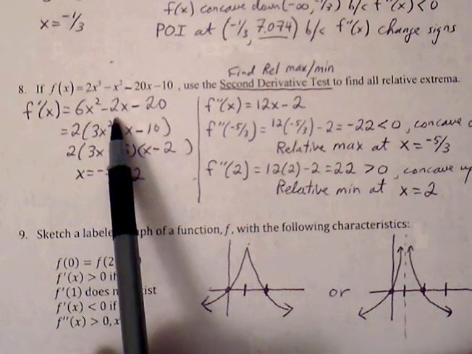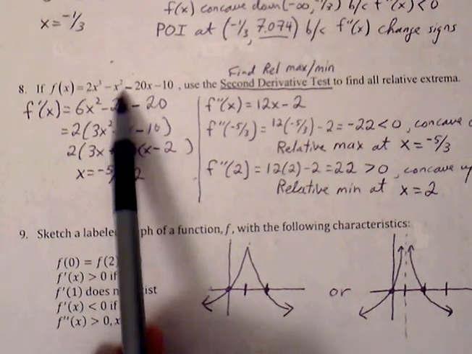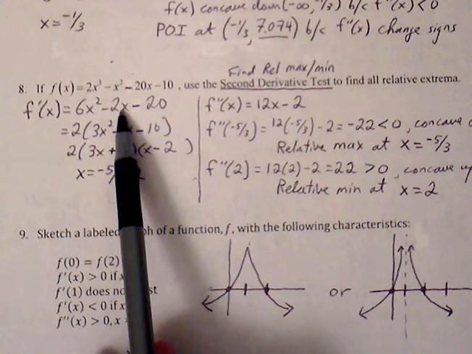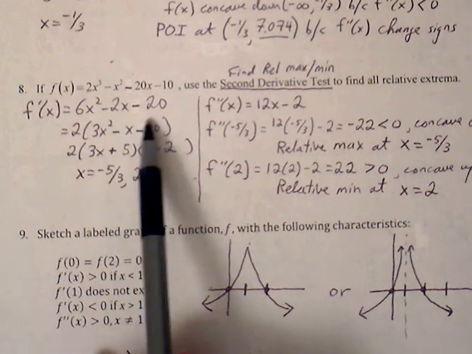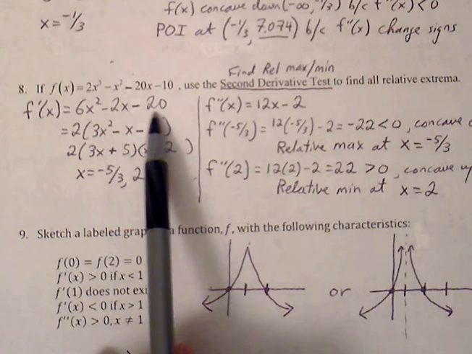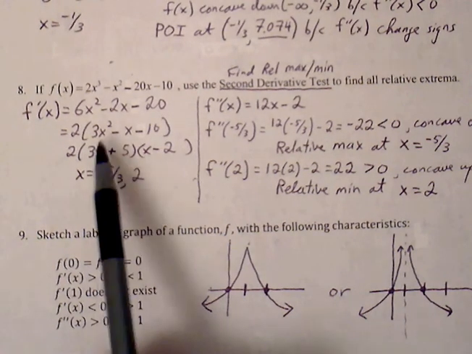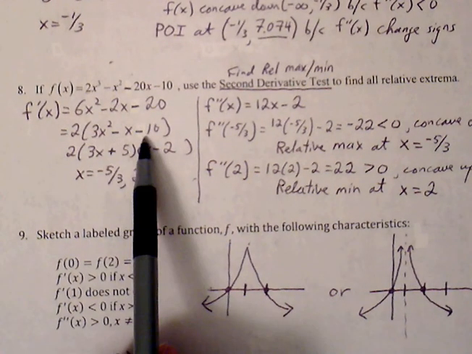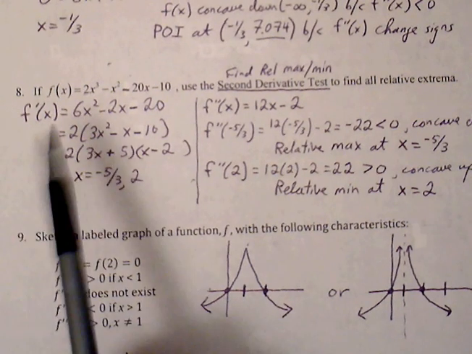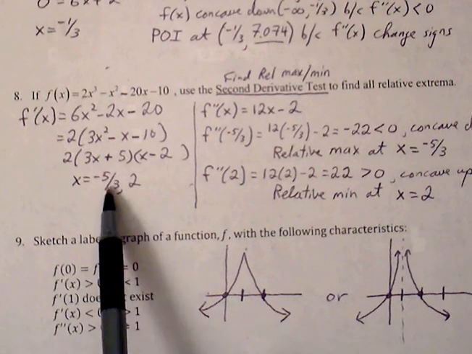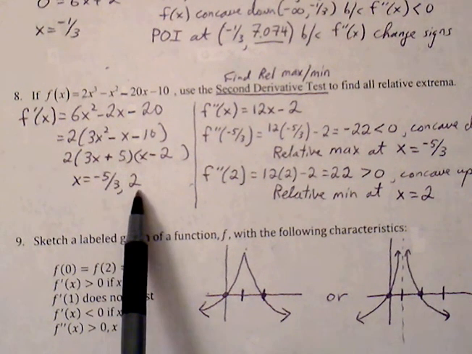We're going to find the derivative function: 6x squared minus 2x minus 20. We go through the power rule to get that. We go through and we factor, and we're trying to find candidates now for relative max and min. Factor out the 2, and then the remaining terms will give us negative 5/3 and 2.